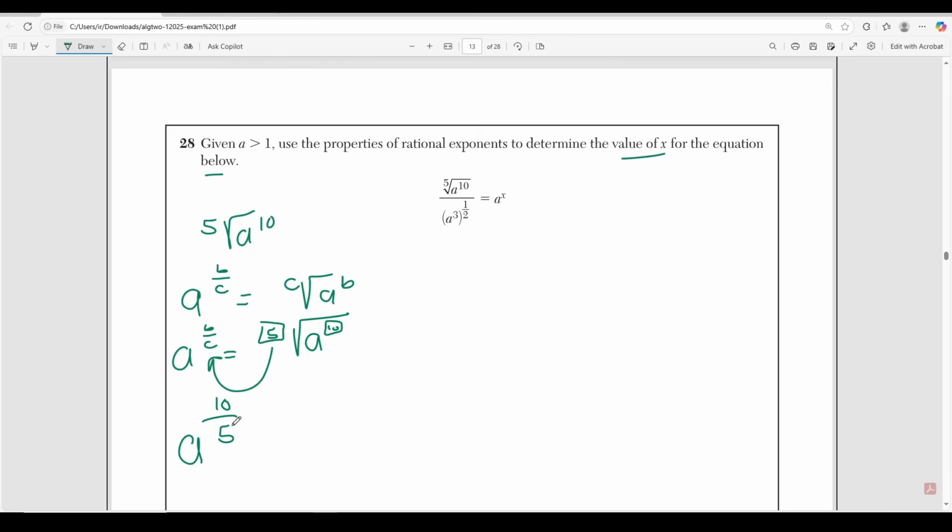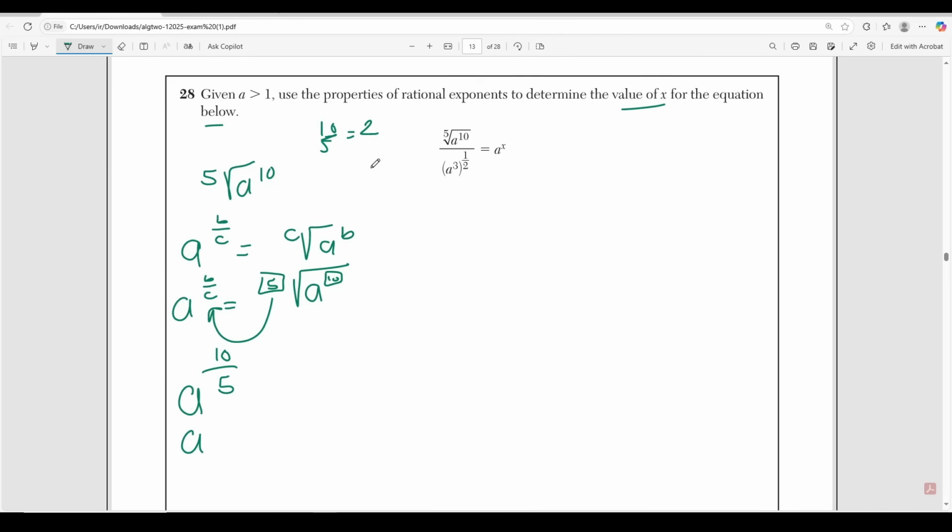Okay, so always rewrite it like this. Whatever's on the outside goes in the denominator. Whatever's as the exponent goes in the numerator. So this is actually equal to a to the power of 10 over 5. And we know that 10 over 5 is just 10 divided by 5, which is equal to 2. So 5 root a to the power of 10 is actually equal to a squared. And that's a form that I can actually work with to simplify the rest of this fraction.